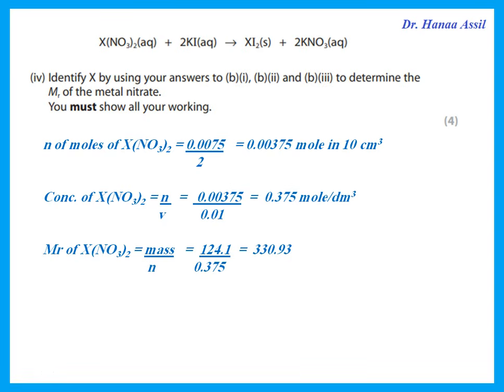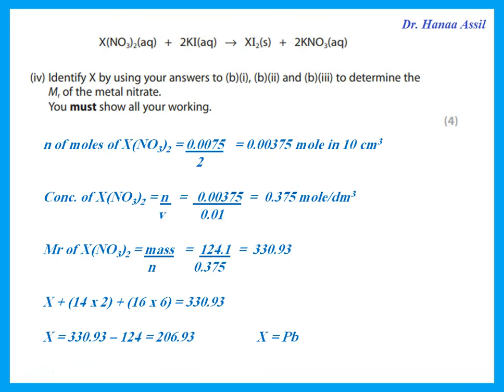Then I can use this mass that we got over the number of moles. We know that we have 124.1 grams, that's what we calculated in a decimeter cubed. And we just got that in a decimeter cubed, I have 0.375 moles. So mass over the number of moles will give me the MR. And this MR is actually the total of the mass number of X plus nitrogen times 2 plus oxygen times 6. The total is 330.9.